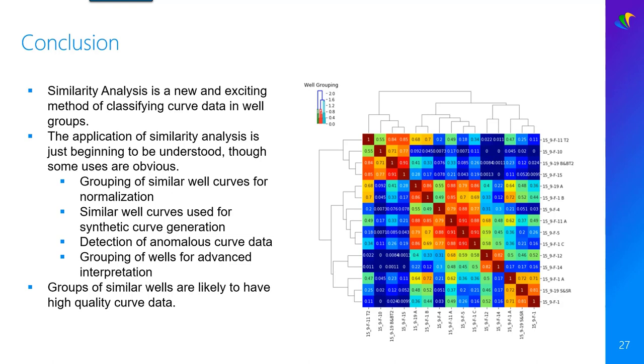One of them is grouping of similar well curves for normalization, similar well curves used for synthetic curve generation, detection of anomalous curve data, and then grouping of wells for advanced interpretations so that you can propagate the advanced interpretation rapidly from well to well. And the one thing we can say is that the groups of similar wells are likely to have high quality curve data. That is a given, and that's one of the most useful results of similarity analysis.